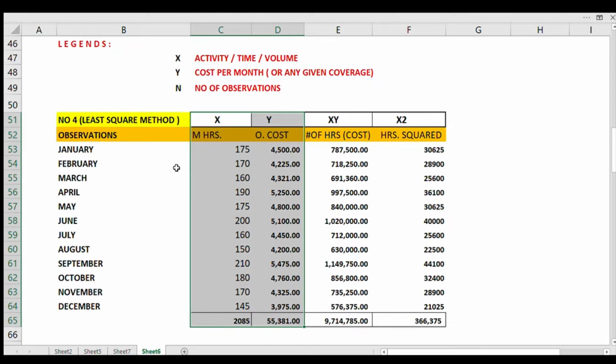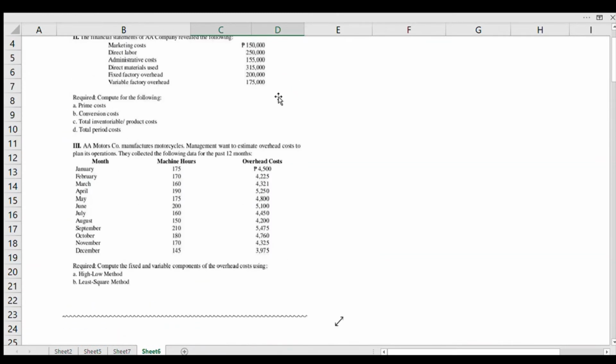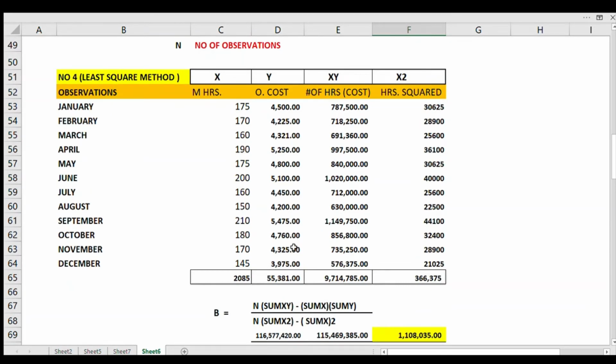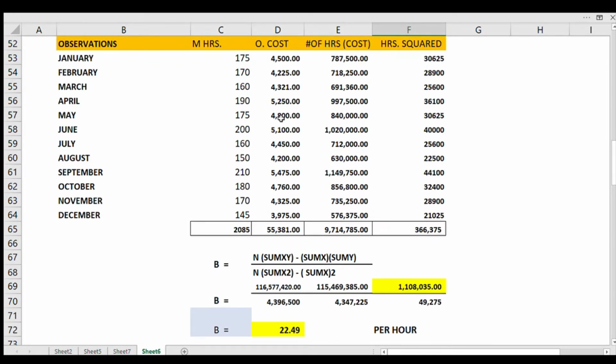But for this purpose, dito na tayo kukuha ng ating information because ang information na this first two column ay galing din naman dito sa ating given. So, okay, we will just continue. We will compute for our fixed and variable using the high and low. Isa lang naman ang gagawin natin, dito lang natin sa side gagawin just to give you an idea.